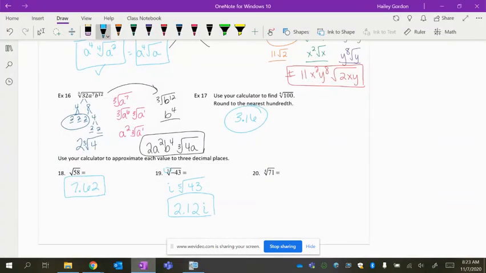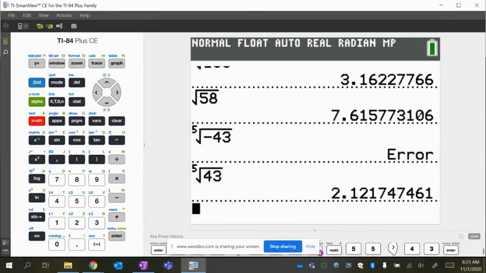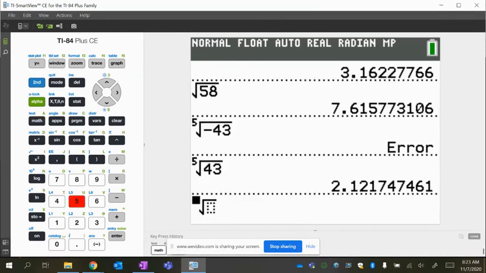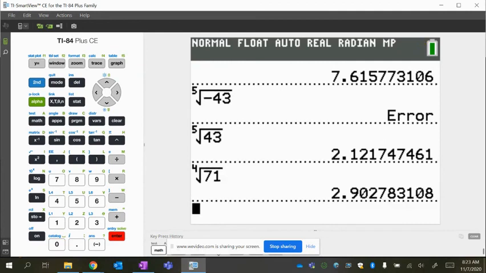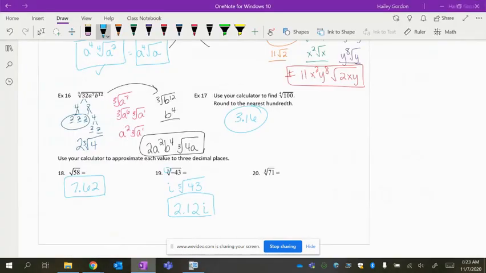Our last one is the fourth root of 71. So again, math number 5, and then fourth root of 71 would give us 2.90. Now it did say 3 decimal places. I was going off of the 100. But for this one, let's just pretend it said the hundredth.